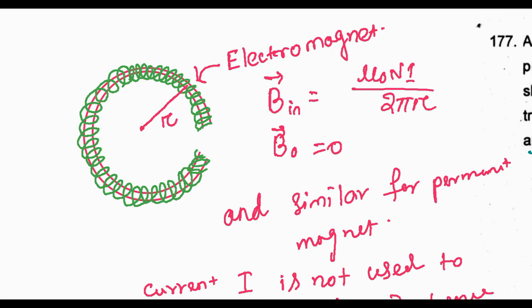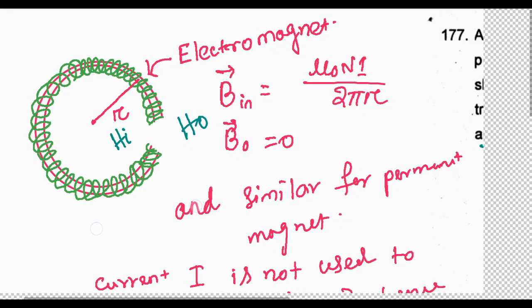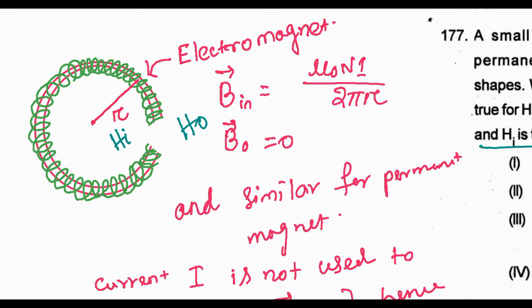So what will happen? Suppose here this is Hi and here this is H out. What will happen between Hi and H out? In case of an electromagnet, what we find is B inside is equal to mu naught N i by 2 pi r, and B outside is 0. Here B is 0, and here B inside is given by this formula.